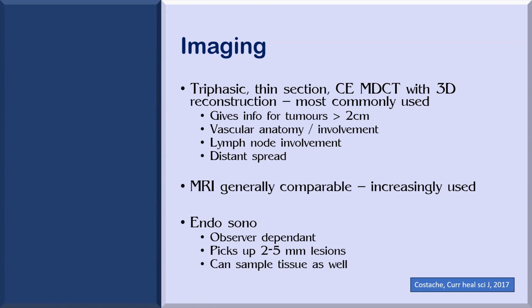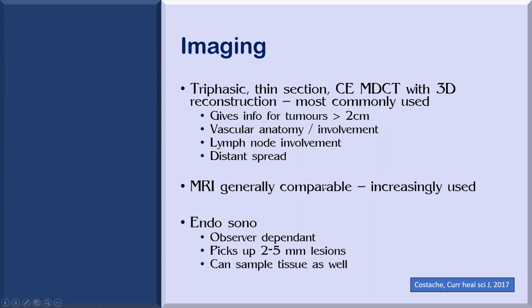Smaller tumors, the primary tumor size is better picked up with endosono, but it is observer dependent, like any other sonography. The advantage of endosono, of course, is that you can do an endosono directed FNAC of the mass on the head of the pancreas. But even if you do all that, as we mentioned earlier, in 10% of cases, you will never have a complete answer.